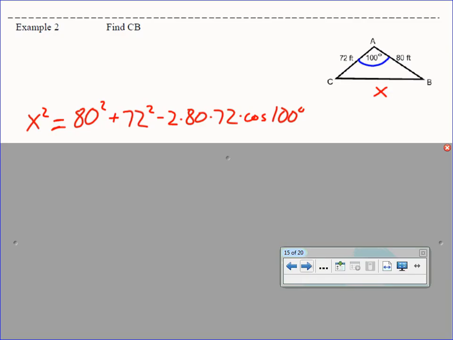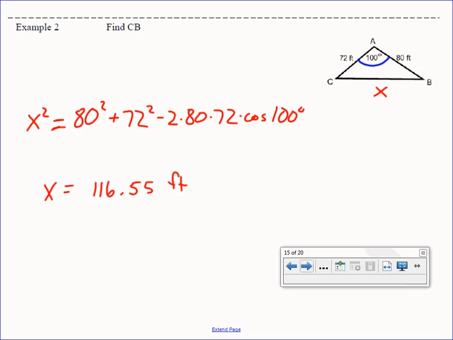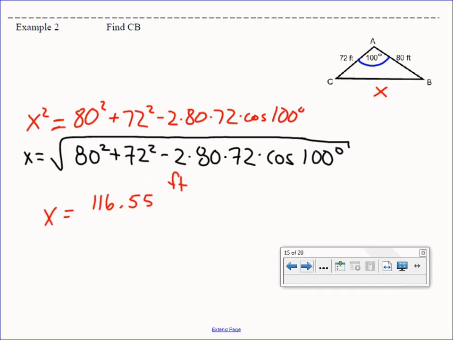Good catch. And we can solve for x in one step by taking a square root. So we'll do the square root of that, just like we did in class. I'm going to write that down. And that's about 116.55 feet.